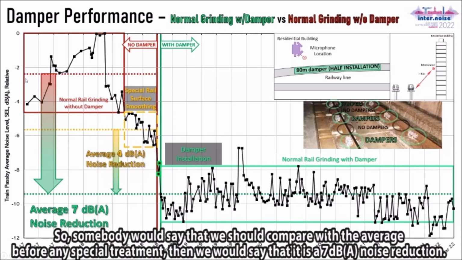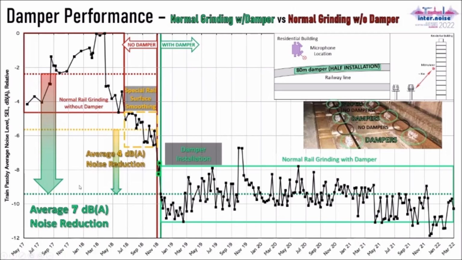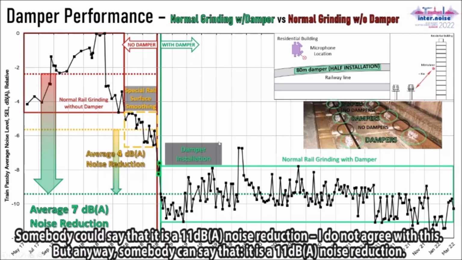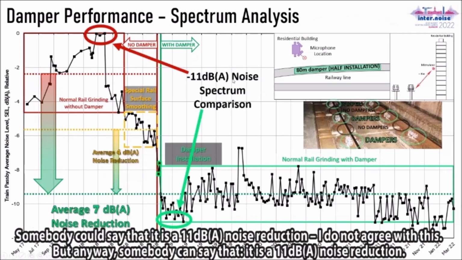Somebody would say that we compare to the average level before any special treatments, then we would say that this is 7 dB noise reduction. Somebody could say that it could be 11 dB noise reduction. I do not agree with this, but anyway, somebody can say that this is 11 dB noise reduction.